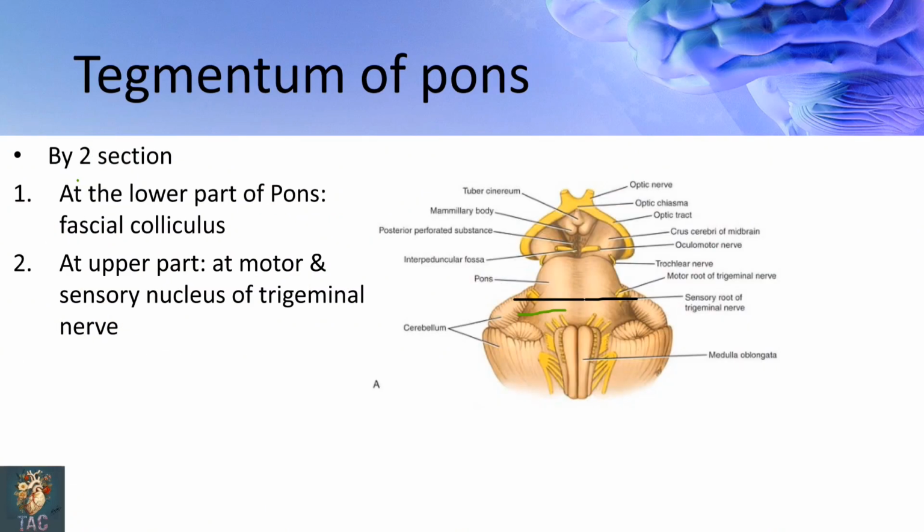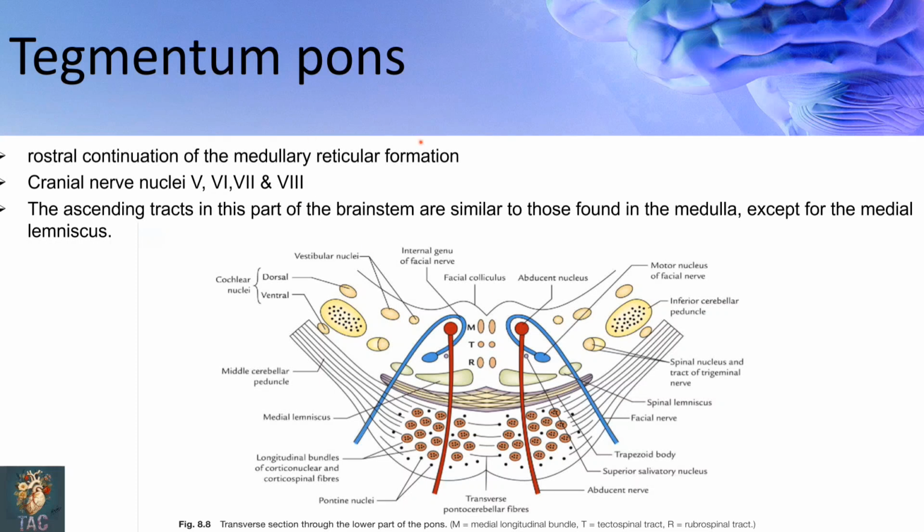Now we will discuss the tegmentum of the pons. The pons tegmentum can be discussed at two levels. The first is the level of the motor and sensory nuclei of the trigeminal nerve, and the second is the level of the lower part of the pons, at the level of the facial colliculus. So we will discuss the structure of the pons at two levels. So this is the tegmentum of the pons.